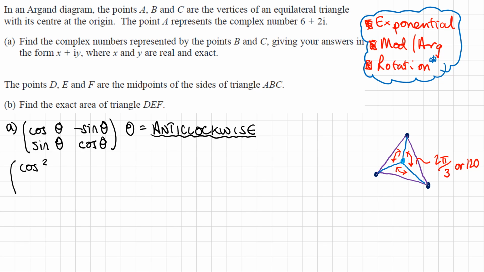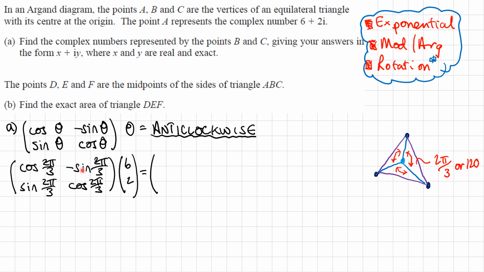So cos 2 pi over 3, minus sine 2 pi over 3, sine 2 pi over 3, and then cos 2 pi over 3. Multiply that by the point (6, 2). So first of all, I'm going to write down what these values are. So cos 2 pi over 3 is minus a half, so I'll put minus a half here and minus a half here. And sine 2 pi over 3 is root 3 over 2. So over here we're going to have negative root 3 over 2, which we're going to multiply by the point (6, 2), and then that will give us one of the other vertices.